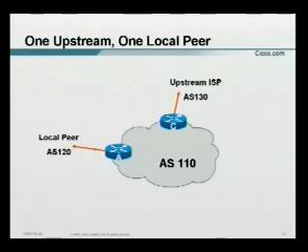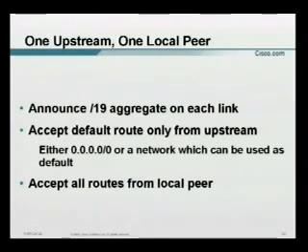That's the simple picture. Your AS110, your local peers in 120, your upstreams in 130. Well, surprise, surprise, you announce your aggregate on each link. To your local peer, you say, this is my address space. To your upstream, you say, this is my address space. From your upstream, you just need the default route. You do not need the full routing table.